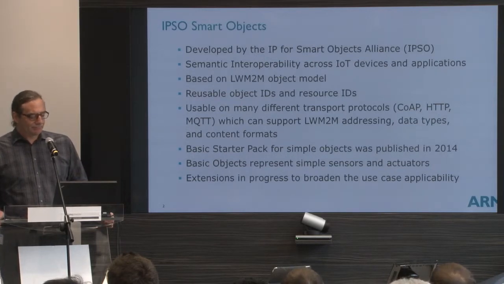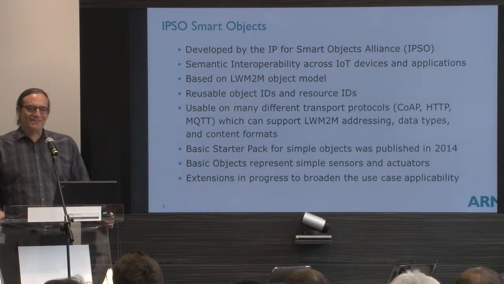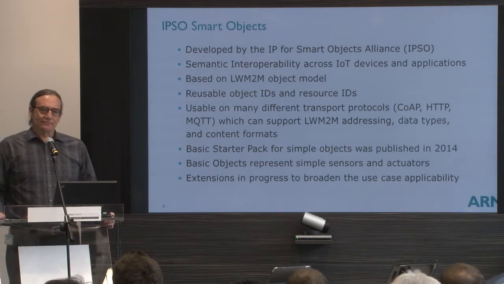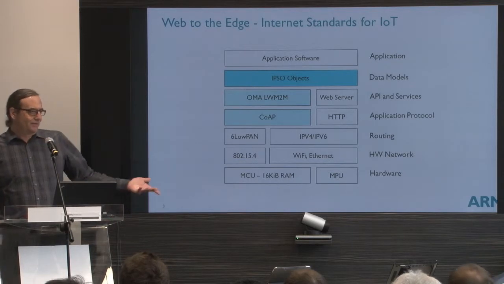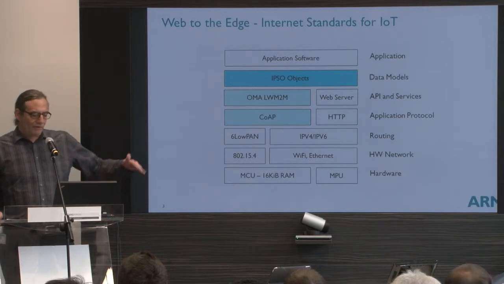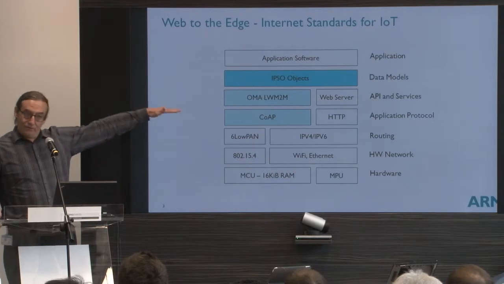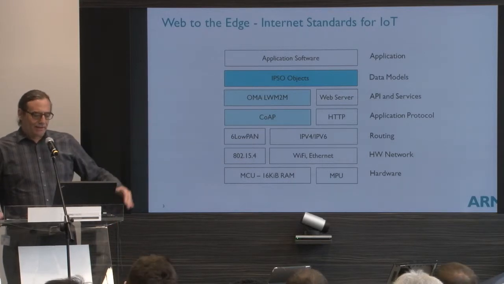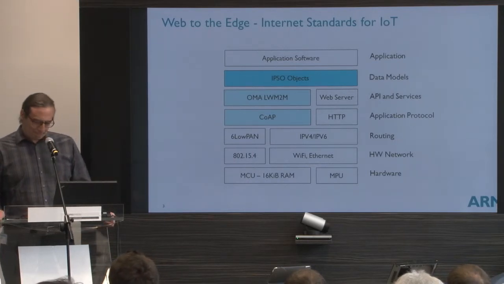As long as you can support the data types, content formats, and the basic operations, you can interface with lightweight M2M and IPSO objects. So we have a basic starter pack, a set of simple objects that we published last year for some simple sensors and actuators. And we've got some extensions in progress to broaden out the use cases that IPSO objects can apply to. The basic idea, as you've heard several times today, is the web-to-the-edge pattern. So we have all of this IP-based technology for the lower part of the stack, CoAP and OMA lightweight M2M, and then IPSO objects are meant to be a semantic layer that applications can use.